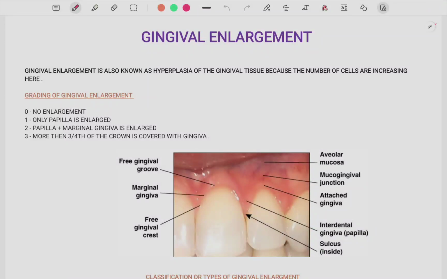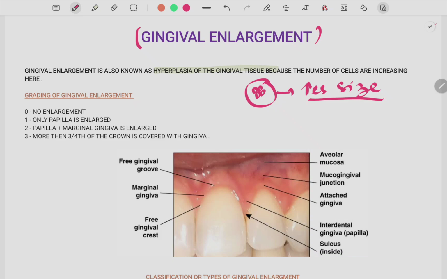Today we are going to study about gingival enlargement. Gingival enlargement is basically a condition in which hyperplasia of the gingival tissue is taking place. This means that the number of cells in the gingival tissue is increasing, and when the number of cells is increasing, it will lead to an increase in the size of the tissue as well. So in this condition, your gingiva gets enlarged and at times it doubles its size.